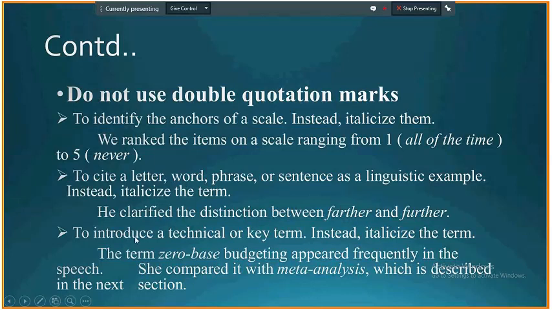And the last bullet is regarding technical or key terms. Zero base is a key term and meta-analysis is a key term. So these are technical terms. For technical or key terms, we do not use the double quotation. Instead of the double quotation, we should use italic. Here zero base is in italic form, and meta-analysis is also in italic form.